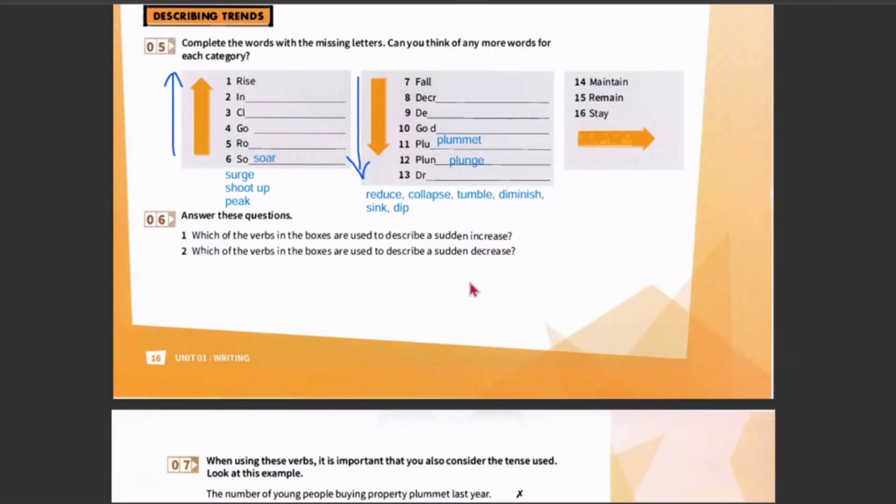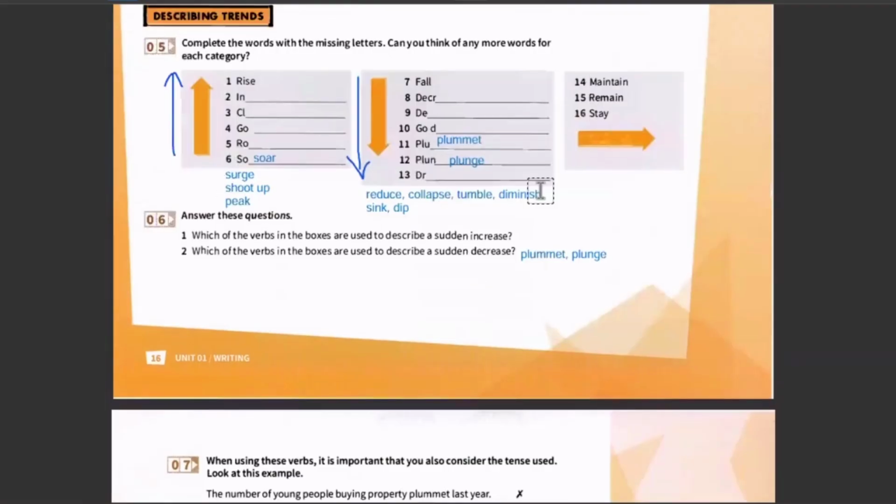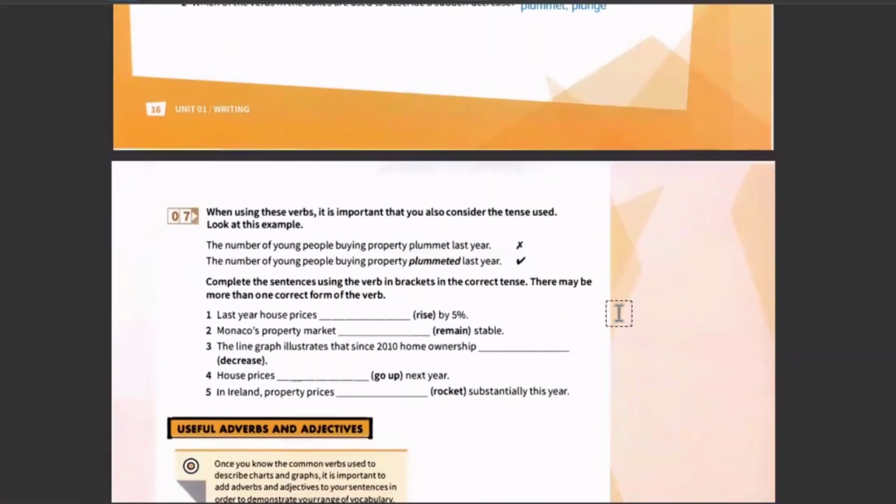Next is number 2, the same for sudden decrease. Which words represent sudden decrease? Drop. Drop. Yes, quite sudden. But the most appropriate words for sudden decrease are plummet and plunge. The two new words. These actually represent a sudden decrease in anything. That is plummet and plunge. Okay. Now that we used these words, we learned these new words for the increasing and decreasing trend.